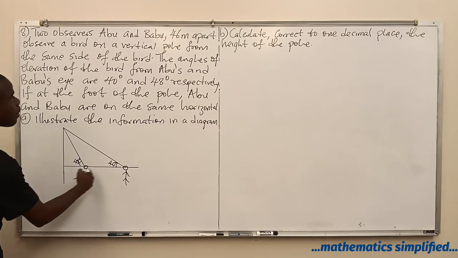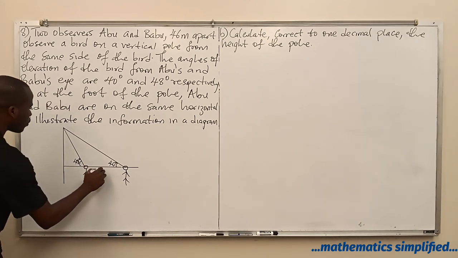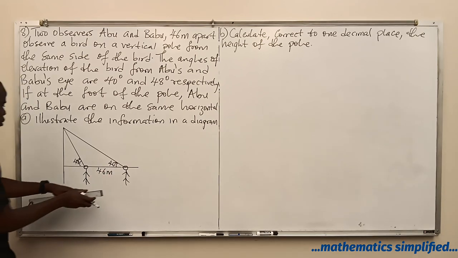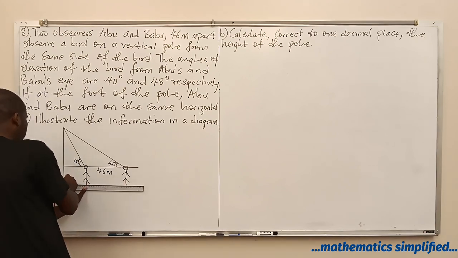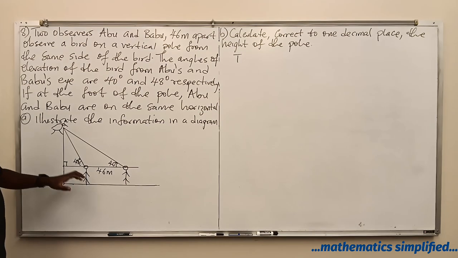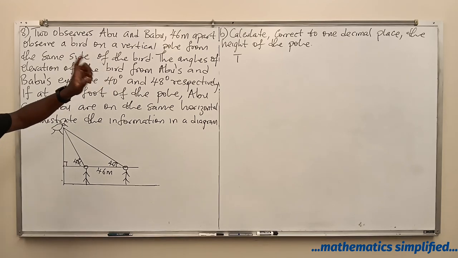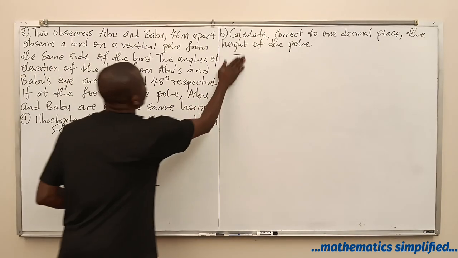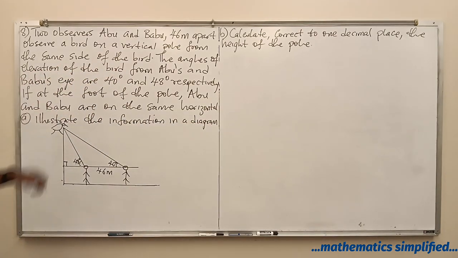The distance apart from Abu and Babu is 46 meters. So this is 46 meters. Let me finish the horizontal. So this is the horizontal ground. So this is the diagram that illustrates this information. B says, calculate correct to one decimal place the height of the pole.